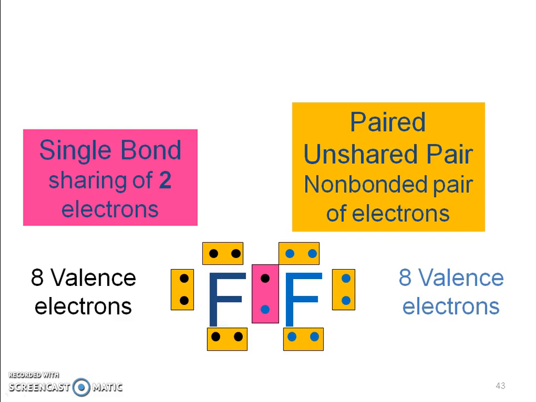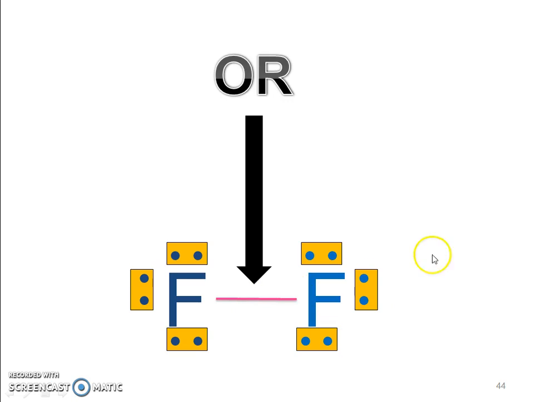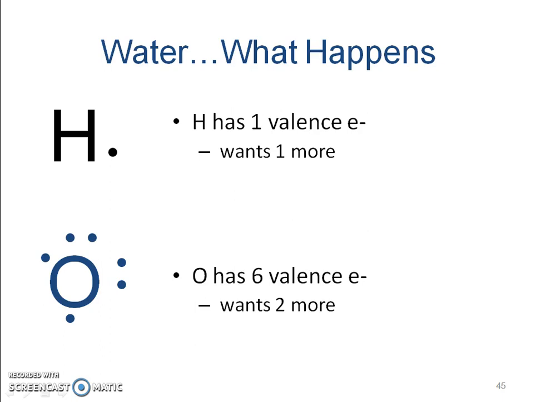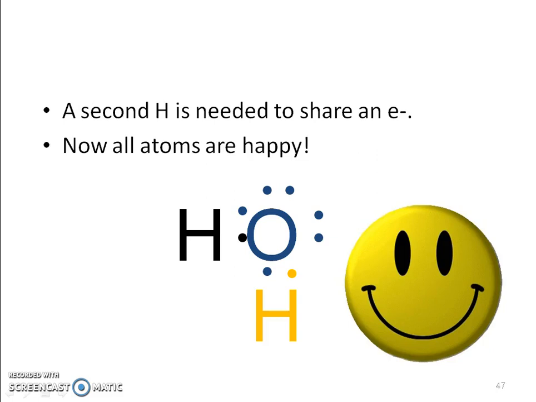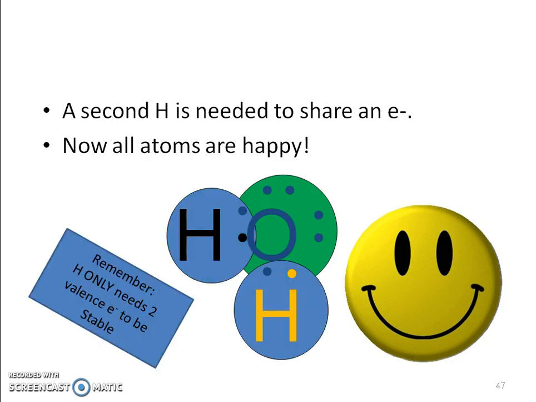You also need to know the difference between a shared pair and an unshared pair of electrons. So we have pairs of electrons and we have unshared pairs of electrons. But you need to know the difference in that terminology. Or again, like I said, the sharing of those 2 electrons can be a line representing that bond. So in water, what happens? Well, again, read this information and I'll show you the pictorials. And we want to remember that hydrogen only ever needs 2 valence electrons.